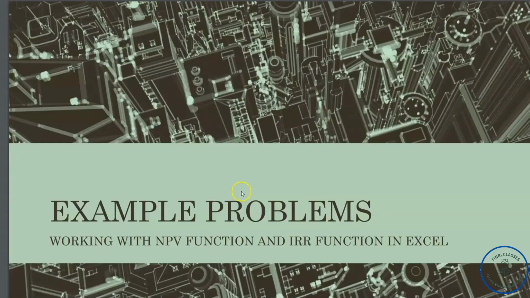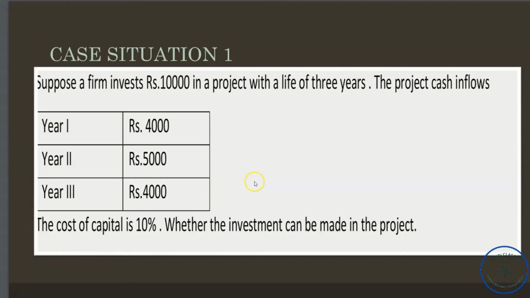So we'll be working with two case problems. In case situation 1, we'll be calculating the NPV. Suppose a firm invests rupees 10,000 in a project with a life of 3 years. These are the project cash inflows they have given, and the cost of capital is nothing but the minimum rate of return, or what we call the discount rate, which has been given, and we'll be finding whether the NPV comes out with a negative value or a positive value.